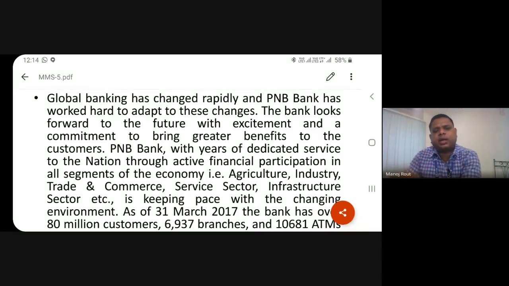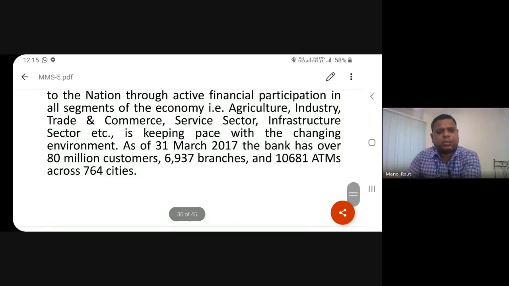Since global banking has changed rapidly, PNB Bank has worked to adopt those changes. The bank looked forward to the future with excitement and a commitment to bring greater benefit to customers. With years of dedicated service to the nation through active financial participation in agriculture, industry, trade and commerce, the service sector and infrastructure, they keep pace with the changing environment. As of 31st March 2017, the bank has over 18 million customers, 6,937 branches and 10,681 ATMs across 764 cities.